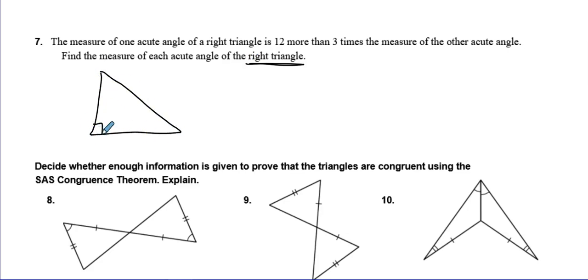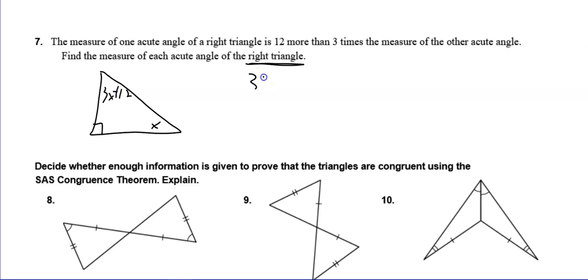And we have 2 acute angles. One of them is 12 more than 3 times the other one. Well, that means if this one is x, this one here is 12 more than 3 times the other one. Okay, and again, you have two choices here since it's right. You could say 3x plus 12 plus x plus 90 equals 180.